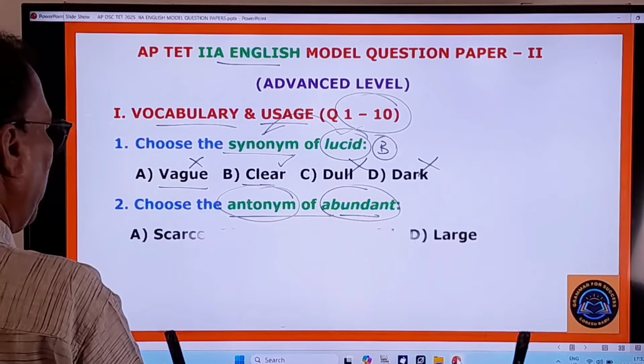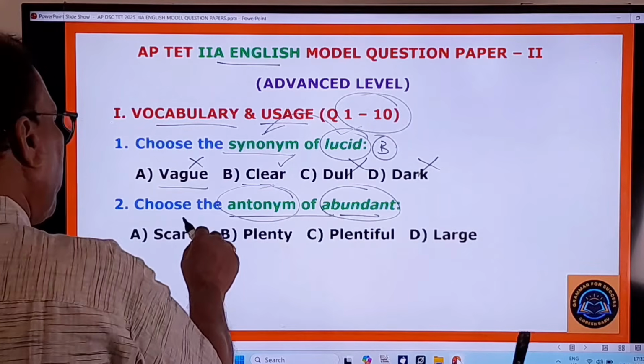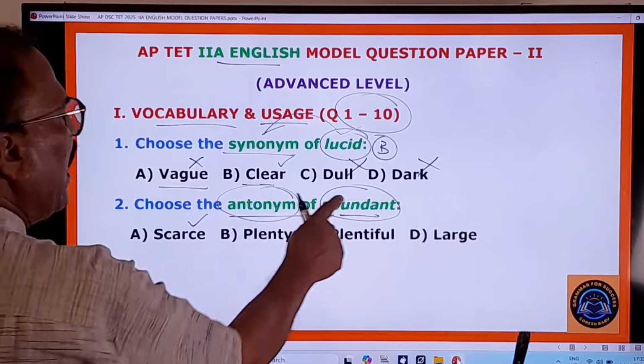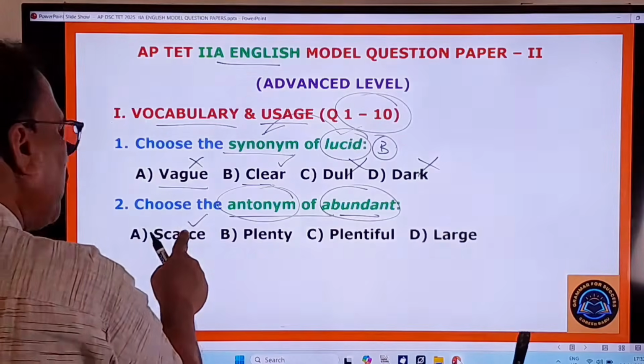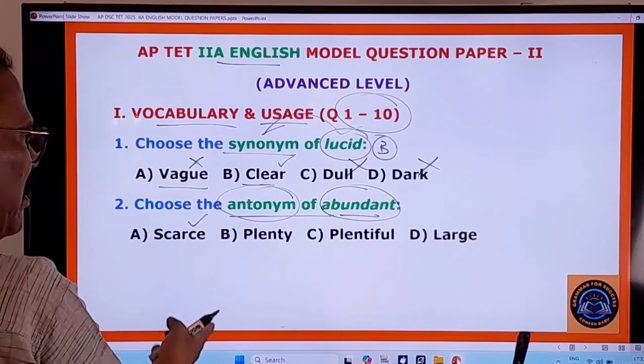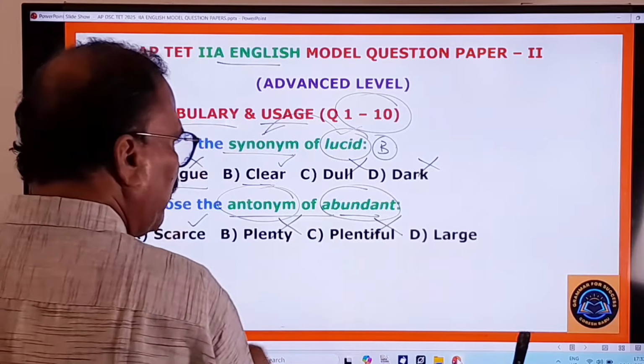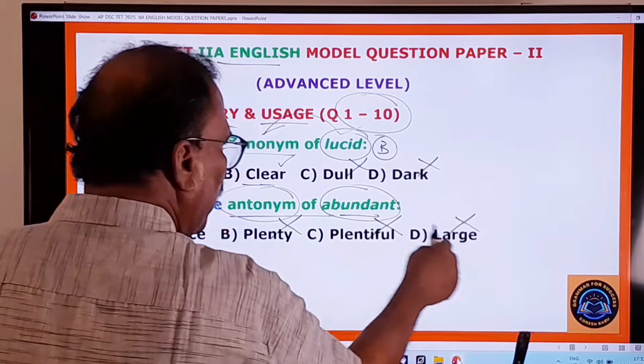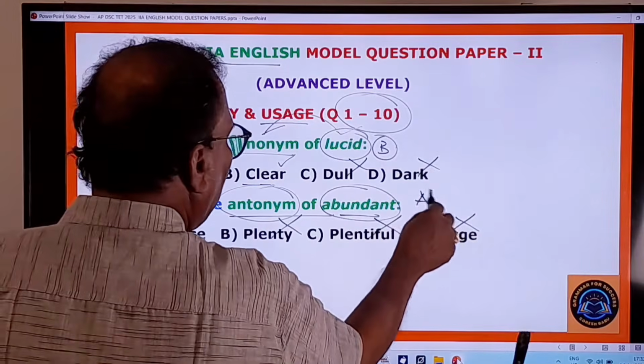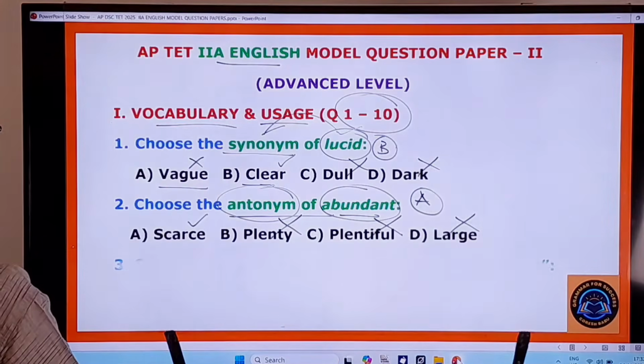So let us look at the given options. Scarce, the very first one is the right one. Abundant means samruddhi aina. Scarce means korta aina or something like that. Plenty is not the right one. Plentiful is not the right one. Large is not the right one. So here A is the correct answer. And you move on to the next question.